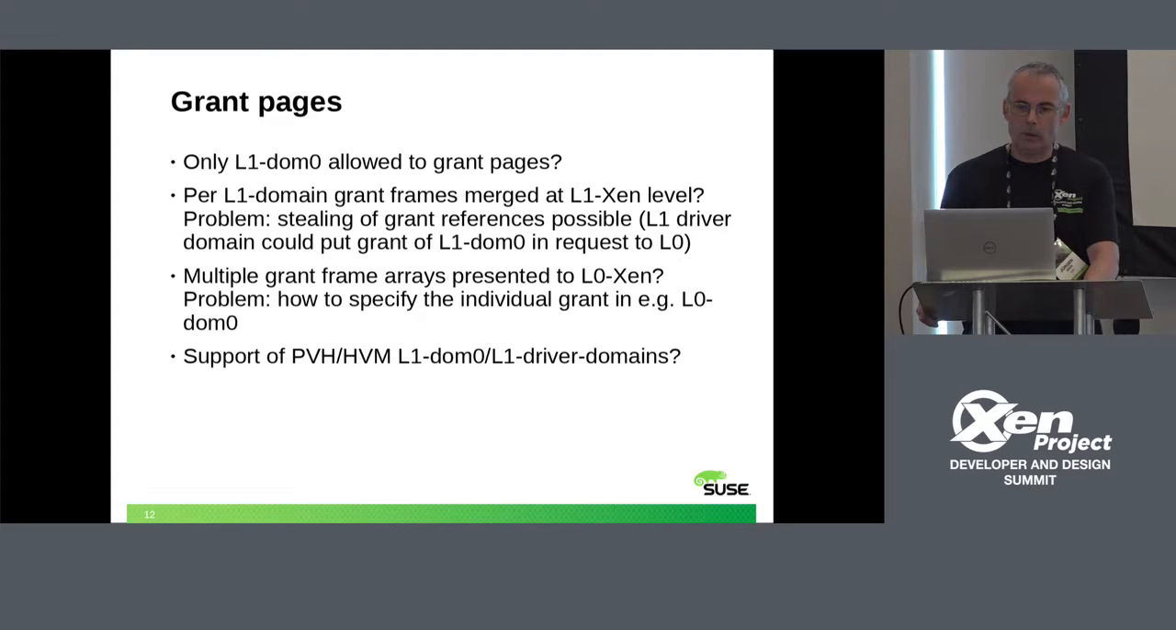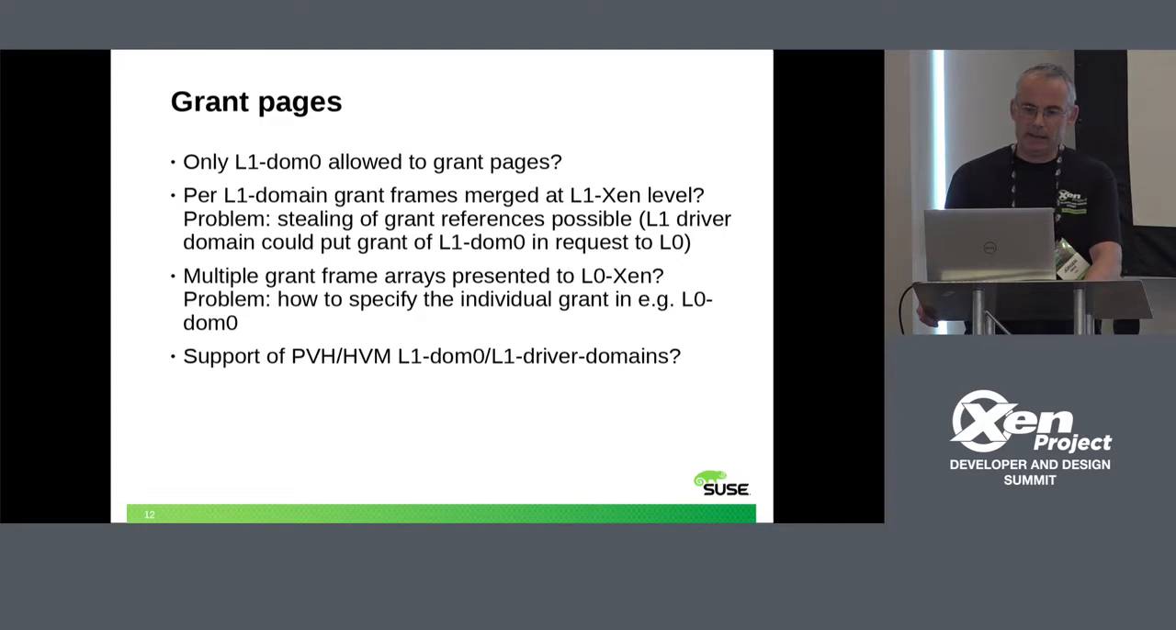So what would we want to do with the grant frames? Again, multiple grant frame arrays presented to level 0 Xen would be rather complicated, because somehow it's not possible today to say, well, I want to map grant pages of domain X, subdomain Y. And I don't think we want to change the interface of mapping in the backends at level 0.